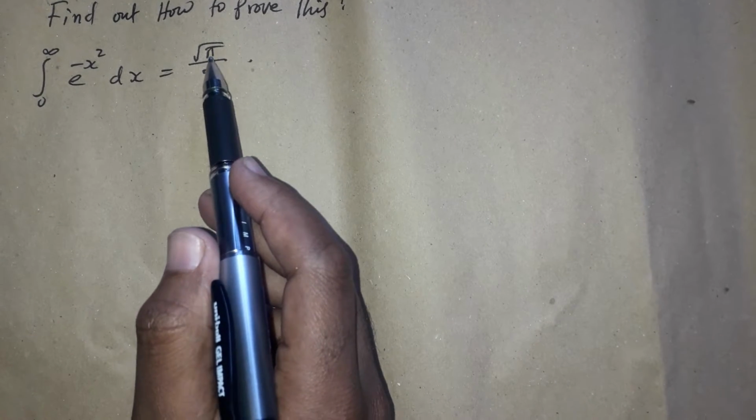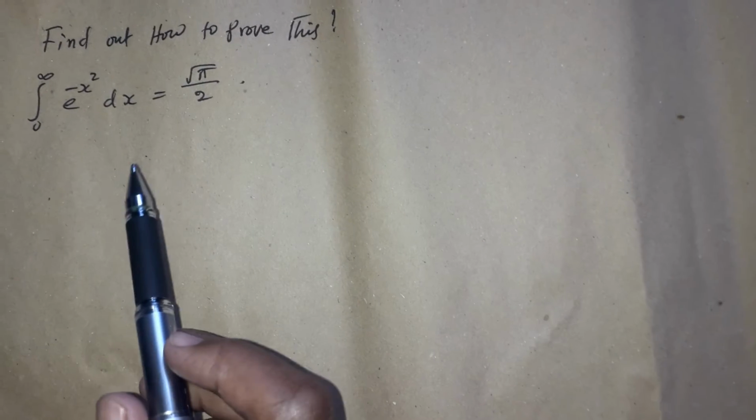Today we are going to evaluate this interesting integral. The integral from 0 to infinity of e to the minus x squared dx is equal to the square root of pi divided by 2. So we are going to prove this integral. We have been asked to find out how to prove this.